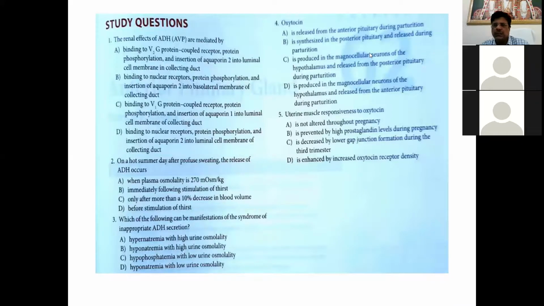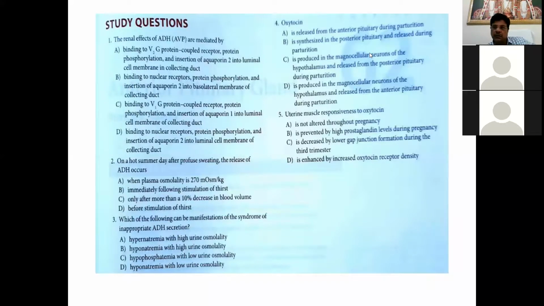What is the answer? It is C, no. Only after more than a 10% decrease in blood volume. See, that is the one. When a person starts sweating and starts losing fluid, can the plasma osmolality decrease to 270 milliosmoles? Normal plasma osmolality is around 285 milliosmoles. So if the person is losing only fluid, it should become hyperosmotic. So that is right: it is released immediately following stimulation of thirst.